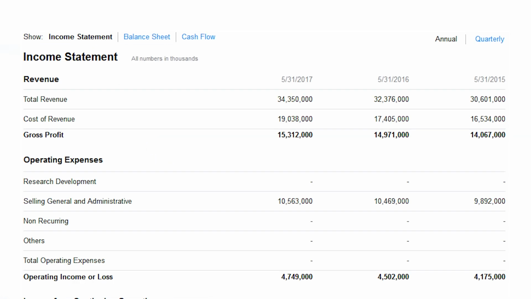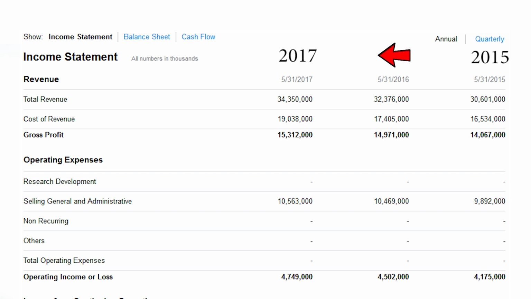In this example, we're going to use the annual statements of Nike. Keep in mind that each of these numbers is in thousands. You can see that right here. So that number that looks like 34 million is actually 34 billion. Also note how these time periods are ordered. This one here is 2017, and over here is 2015. So we are moving right to left.